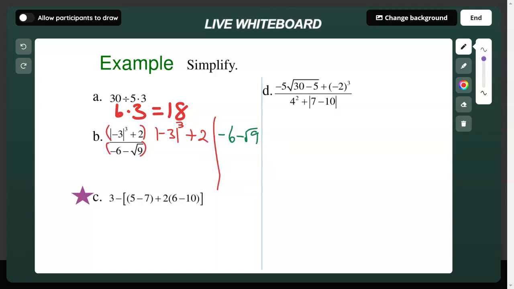Before the exponent, I'm going to do the absolute value. Okay? I have to evaluate that absolute value first before I do the exponent. Okay? The groupings first, then the exponents. So what's the absolute value of 3? Or negative 3? 3. So I have 3 cubed.